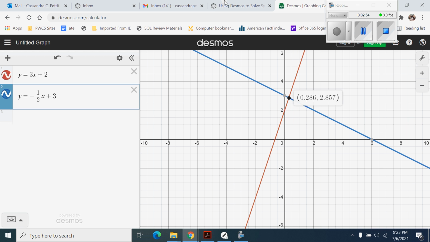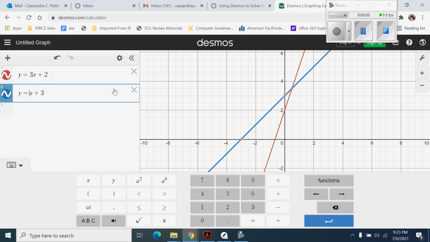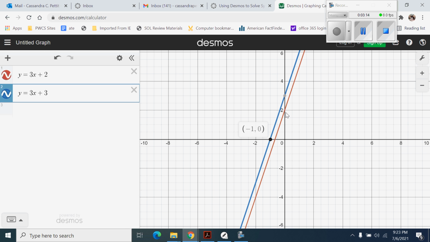Now, what if these two lines were parallel? If these two lines were parallel, we know that there would be no solution and they would never intersect. So let's take a look and see what those would look like. Okay, so these both have the same slope, a slope of 3. And you can see that they do not intersect, but they give you x and y intercepts of each graph to help you graph it.